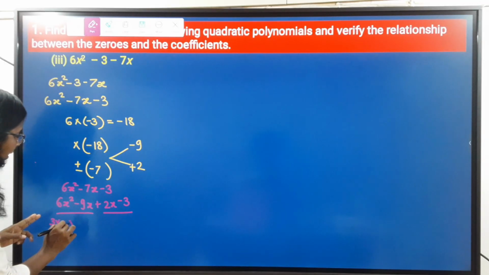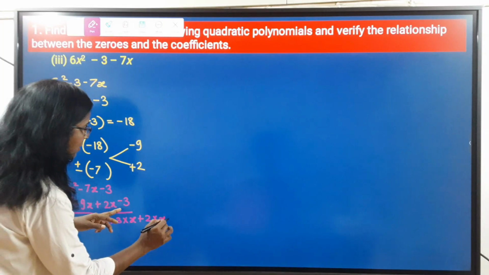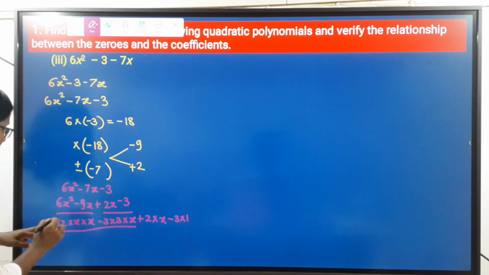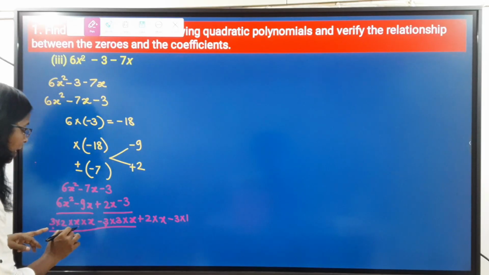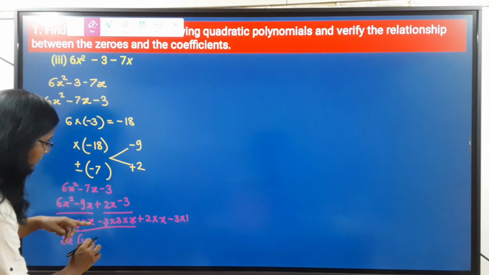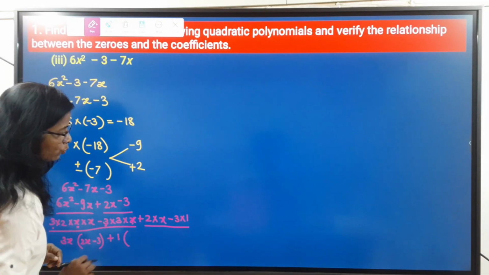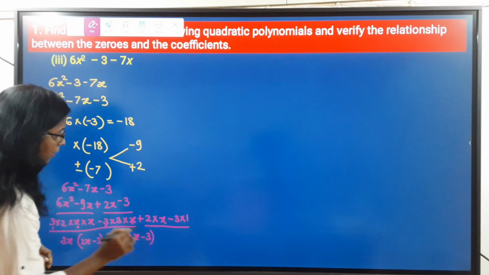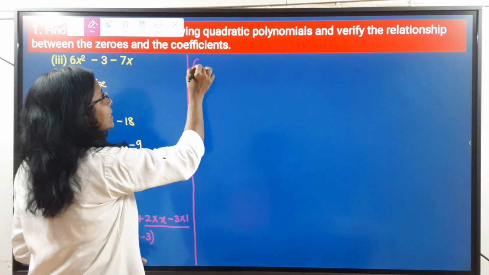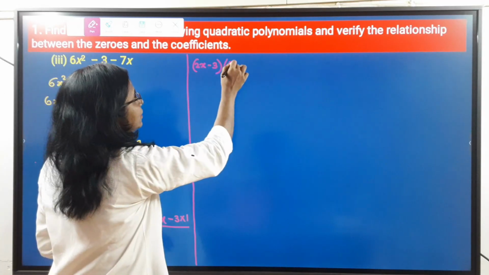So 3 2s are 6, multiply x minus 3 multiply 3 multiply x, and here plus 2 multiply x minus 3 multiply 1. Okay students, now from this first group there is a common 3x. In the bracket we write 2x minus 3. And from the second group, one is common, so in the bracket we write 2x minus 3. Now the two brackets are equal. So, students, I write 2x minus 3 in the first bracket, and in the second bracket the remaining terms 3x plus 1.